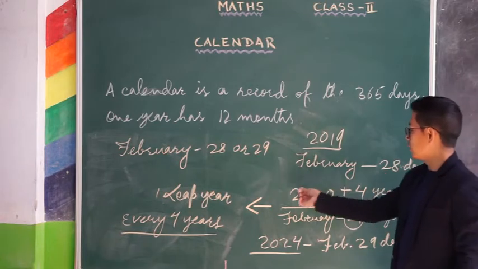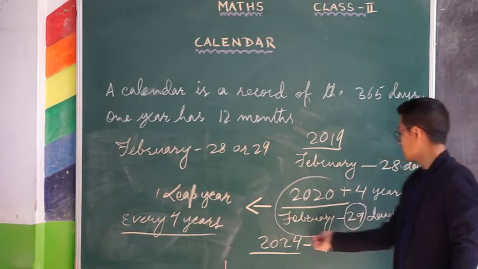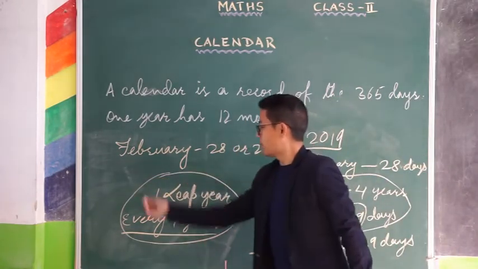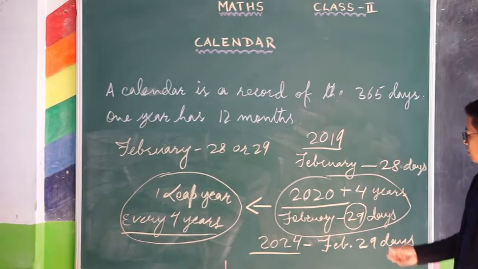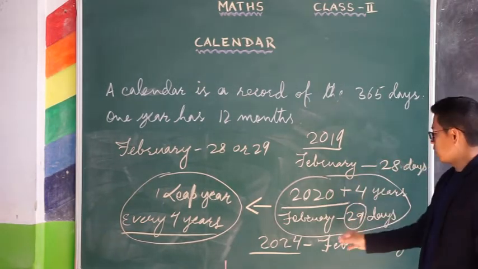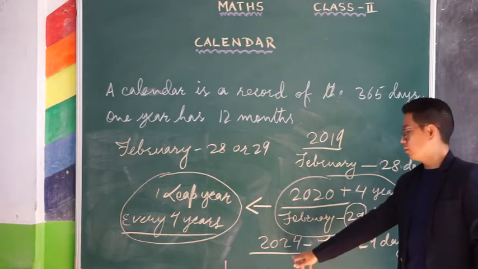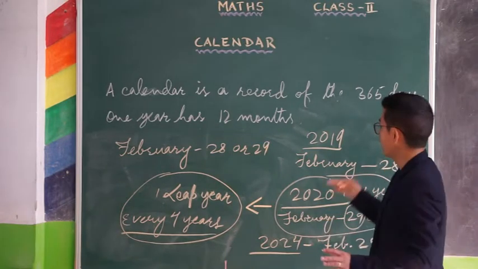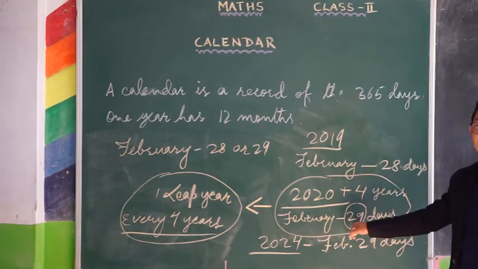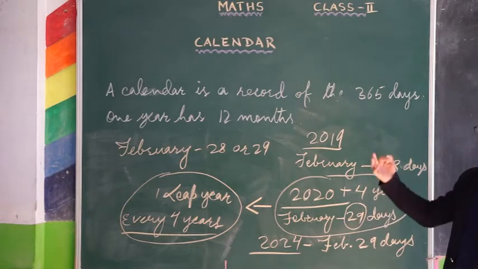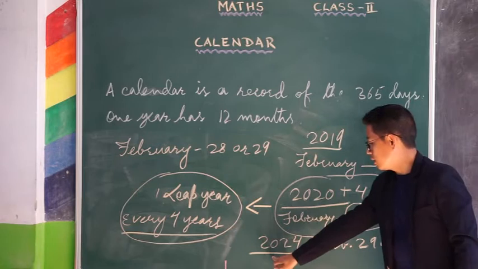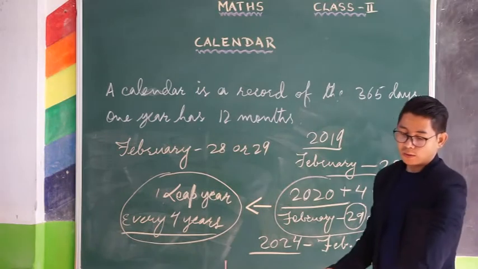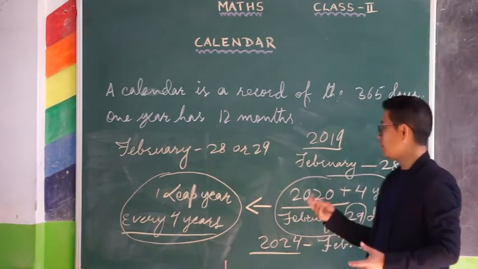So in every 4 years, you will have your leap year. In every 4 years, you will have leap year. So the next leap year will be 2024. Okay, this year is a leap year. Why? Because February has 29 days. Now the next leap year will be 2024. Okay? So this is how we see leap year.